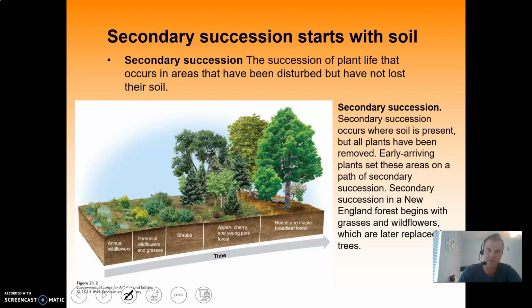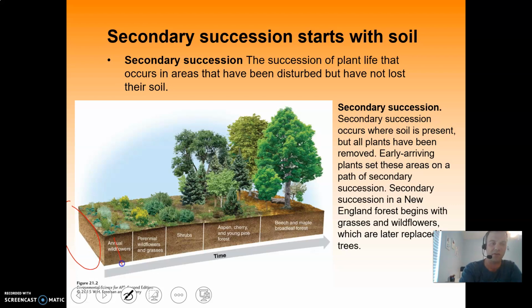Secondary succession is the succession of plant life that occurs in areas that have been disturbed but have not lost their soil. Something came in, maybe a disease, maybe a predator, maybe a wildfire. Wildfires are a huge cause of secondary succession, killing a lot of the plants in the area, and then they go through the same process. You just don't have the bare rocks anymore. You'll start at an earlier stage.